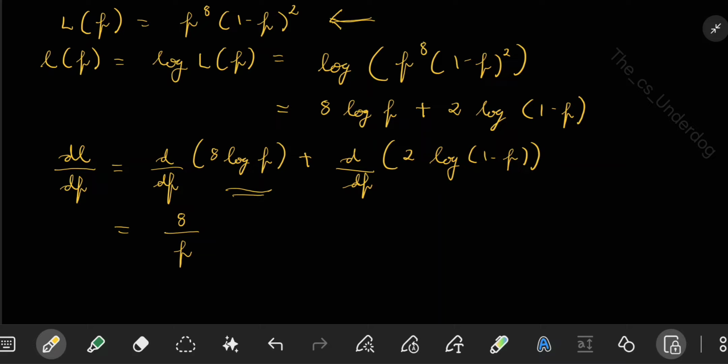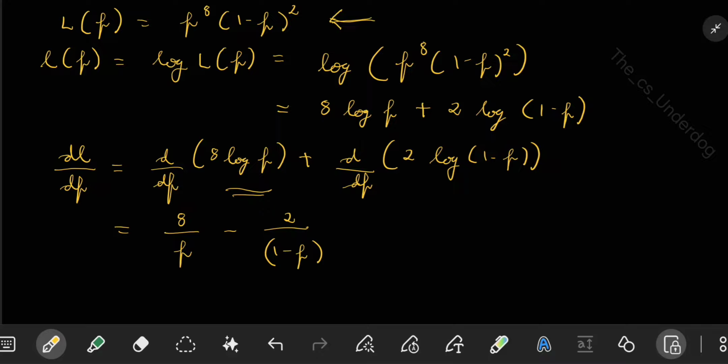That is why it is 1 by p. Plus, what will this become? It will become 2 by (1 minus p) into the derivative of 1 minus p. So d by dp of 1 minus p is minus 1, because it is minus p. So this into minus 1. Instead of writing minus 1 here, I will make this sign as minus. This is what I found when I took the derivative with respect to p. I took the log likelihood, then took the derivative with respect to p.